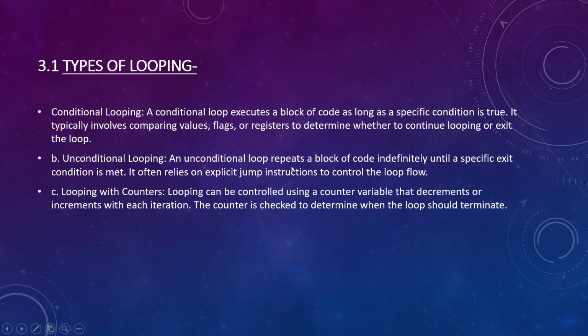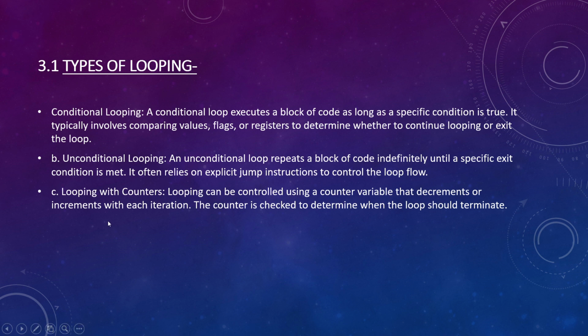Now, the second one is unconditional looping. In an unconditional loop, a block of code is iterated indefinitely until a specific exit condition is met. It often relies on explicit jump instructions to control the loop flow. For example, in a loop printing numbers from 1 to 10, if the number 7 is reached, we have to skip that condition. For this, we can use a jump statement, which is continue.